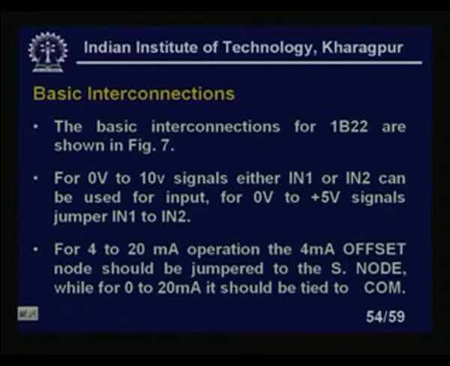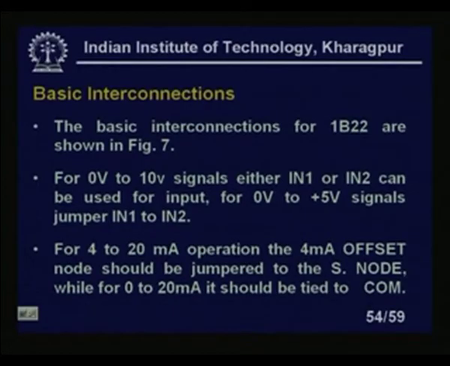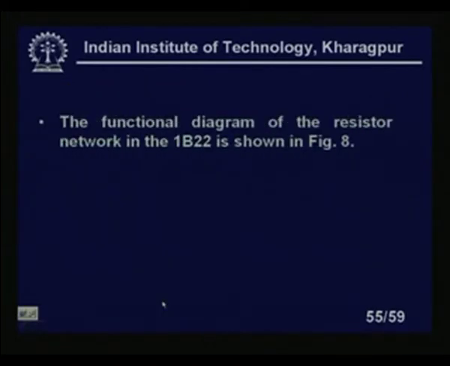For 4 to 20 milliampere operation, this is also programmable in that sense. That means input is programmable and output is programmable here. For 4 to 20 milliampere operation, the 4 milliampere offset node should be jumped to the S node, while for 0 to 20 milliampere operation it should be tied to the common, right, because 4 milliampere offset is not necessary.